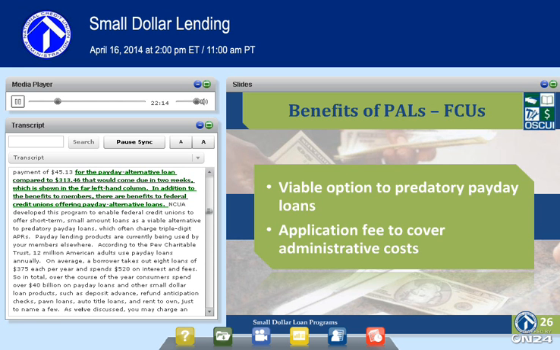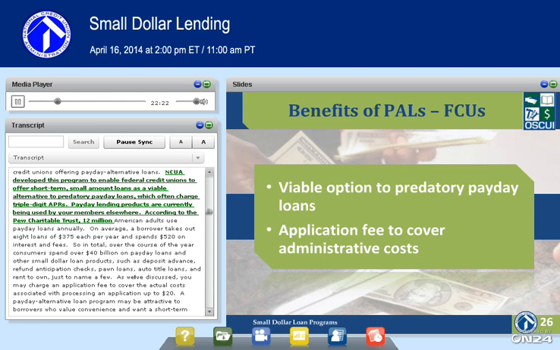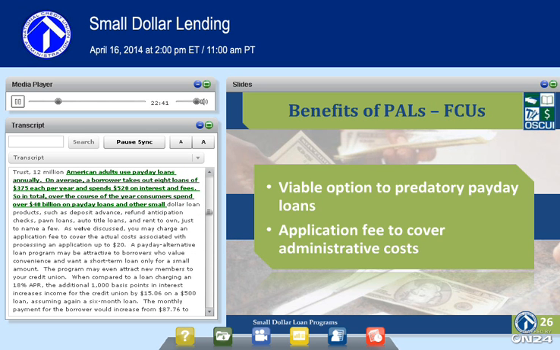In addition to the benefits to members, there are benefits to federal credit unions offering payday alternative loans. NCUA developed this program to enable federal credit unions to offer short-term, small-amount loans as a viable alternative to predatory payday loans, which often charge triple-digit APRs. Payday lending products are currently being used by your members elsewhere. According to the Pew Charitable Trusts, 12 million American adults use payday loans annually. On average, a borrower takes out 8 loans of $375 each per year and spends $520 on interest and fees.